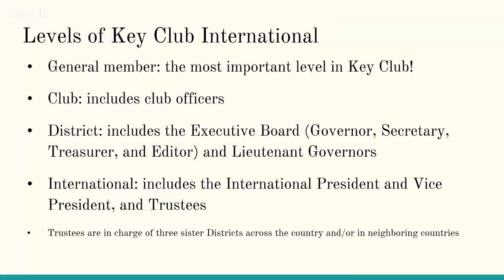And above us are the governors, the secretaries, the treasurer, and the editors per district. They kind of oversee us and make sure that we're doing our job correctly and help us out so that we can run our district effectively. And subordinate to them resides the international level, which includes the international president and the vice president, and then the trustees who look over the governors to make sure that they're running the district effectively.